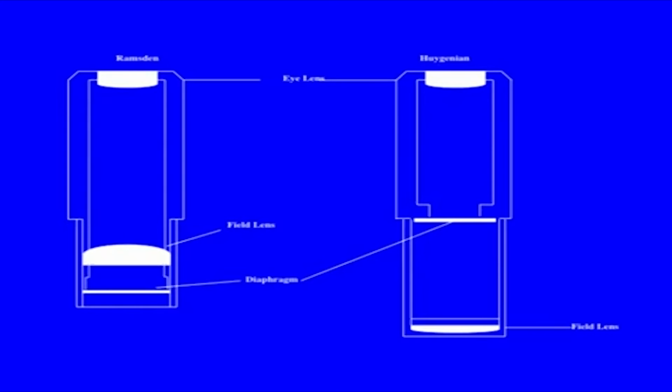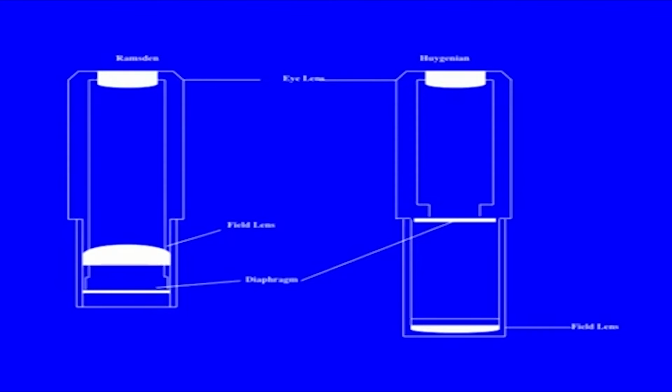This is the Huygenian lens. You can see there is an eye lens here, there is a field lens at the other end of the tube, and in between there is a circular aperture opening which will determine the field of view, called the diaphragm. These are plano-convex lenses, and the convex part of the lens faces the specimen side. This is also called a negative eyepiece.